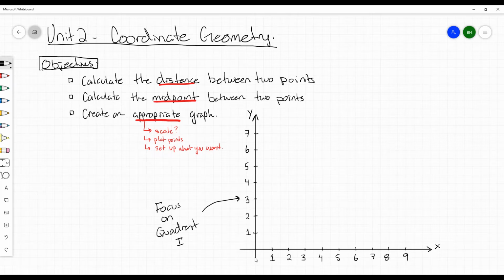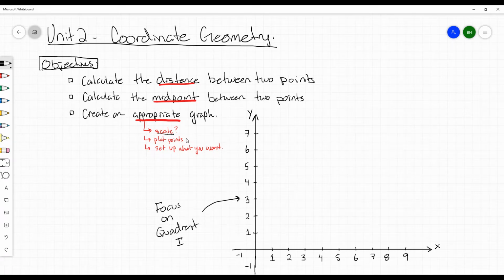And then if you were to go negative, depending on what kind of data you're using, you can go in the negative direction that way, along the x-axis and the y-axis, okay? So creating an appropriate graph is one of our objectives. We have set up our axes, we have scaled them, which has to do with spacing and incremental integer values.